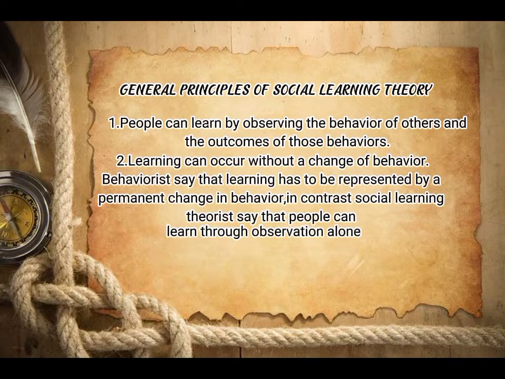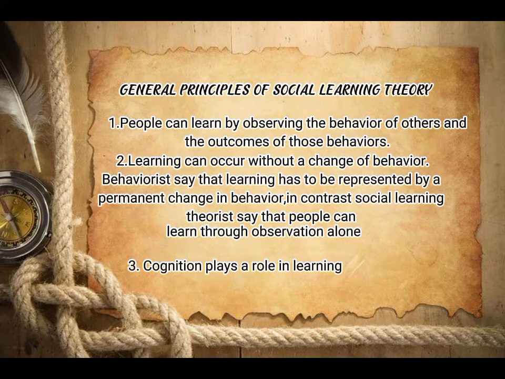Then second, learning can occur without a change in behavior. Behaviorists say that learning has to be represented by a permanent change in behavior. In contrast, social learning theorists say that because people can learn through observation alone, their learning may not necessarily be shown in their performance. Learning may or may not result in a behavior change.